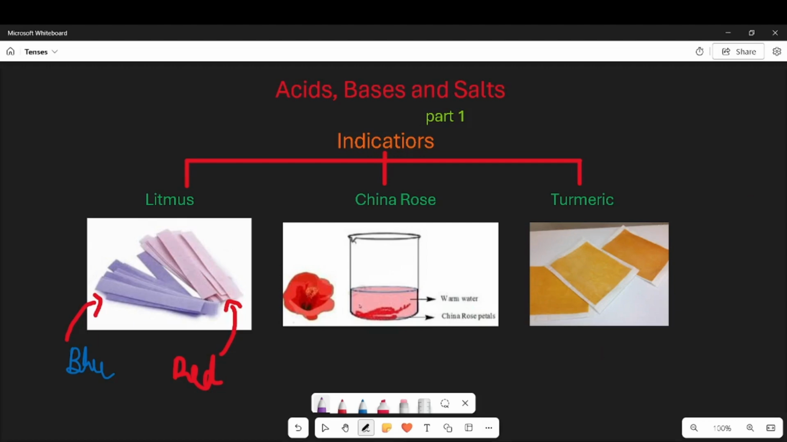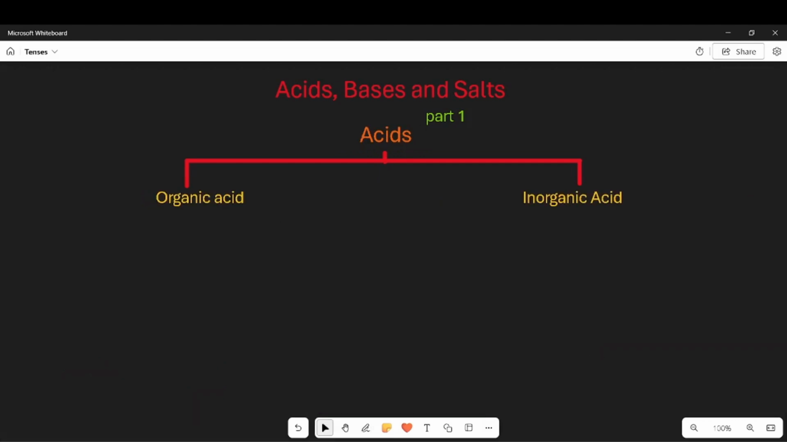Now let's move on to acids. Now let's talk about acids. So there are 2 types of acids: organic acids and inorganic acids. Organic acids are not generally harmful. I mean, if you consume them, they may be harmful, but they will not burn your skin, so it's safe for you to touch them. But inorganic acids like hydrochloric acid, sulfuric acid and all, they would burn your skin. So we do not want that to happen.